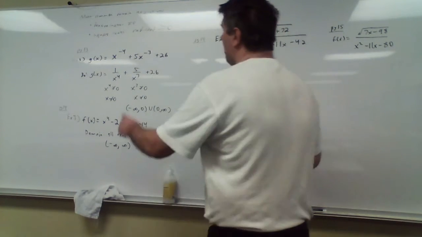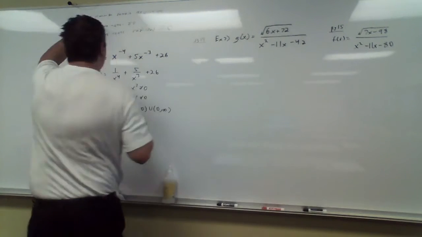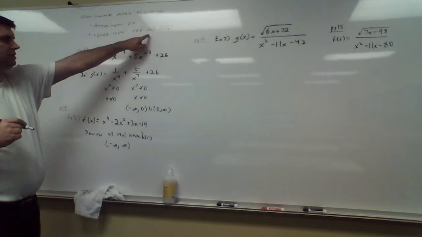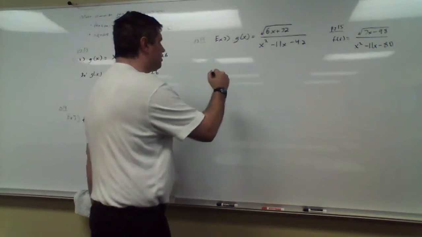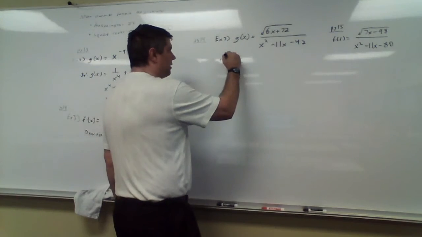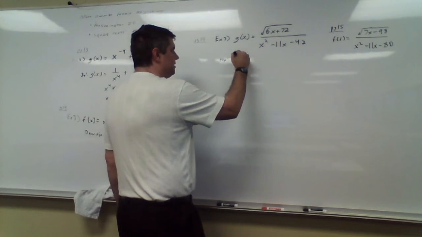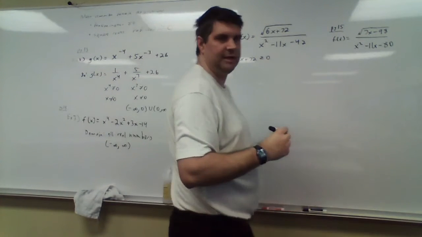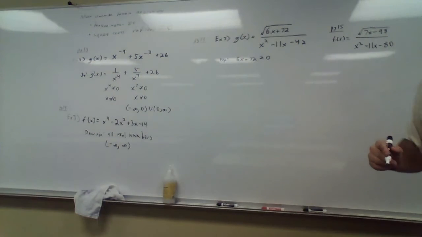Okay. Denominators cannot equal 0. And for square roots, the radicand must be greater than or equal to 0. So we have two things going on here. Top, the radicand, 6x plus 72, has to be greater than or equal to 0. Okay?